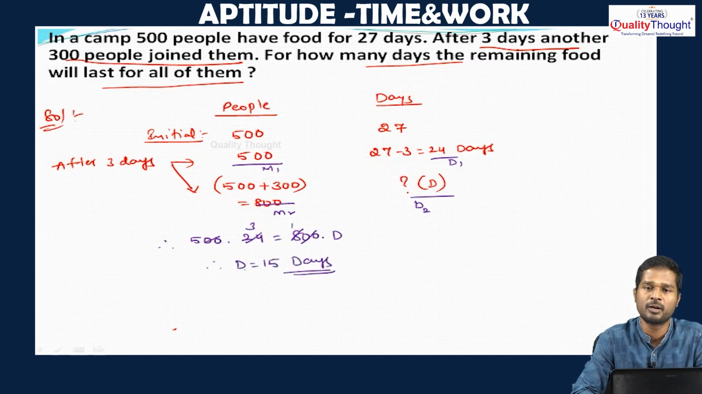Now, for 800 people the food will last for only 15 days, but the same amount of food will last for 24 days for 500 people. But now for 800 people the food will last for only 15 days. This is how we need to take.